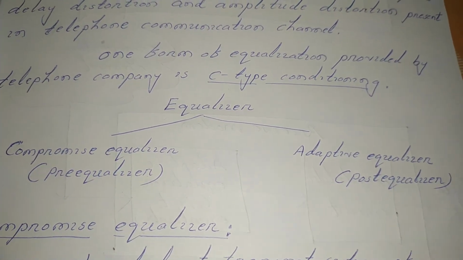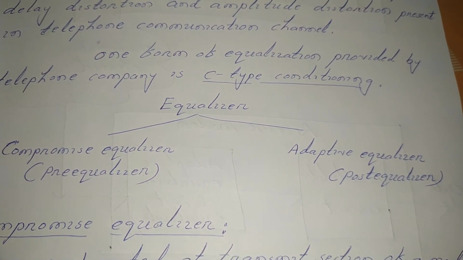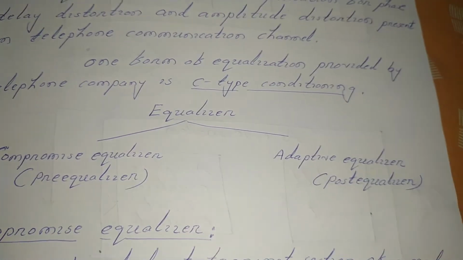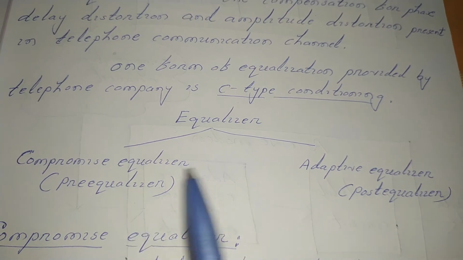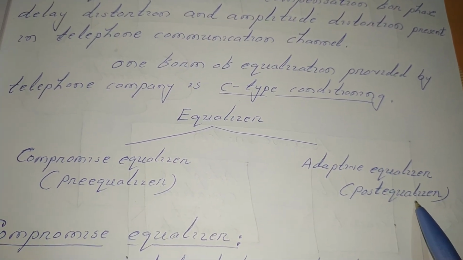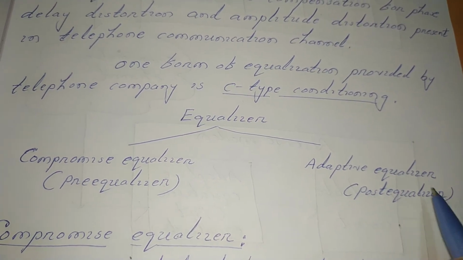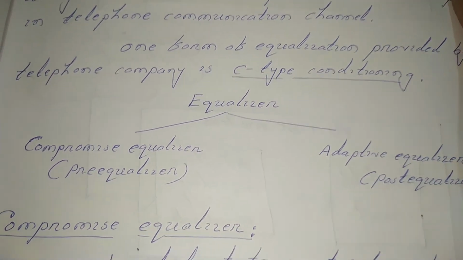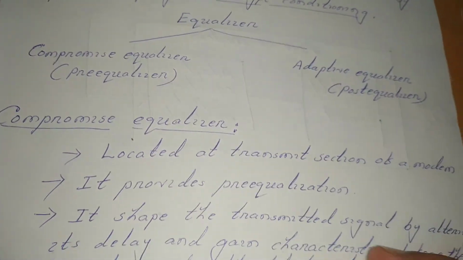And recall from the voice band modem block diagram, your band pass filter circuit is there, and along with it an equalizer circuit. At the transmit side that is written as what? Your pre-equalizer, and at the receiver side the equalization circuit is written as what? Your post-equalization circuit. So the equalizer is of two types, pre-equalizer and post-equalizer.